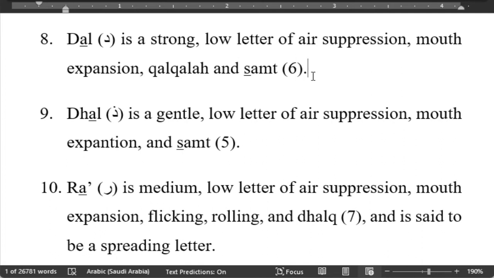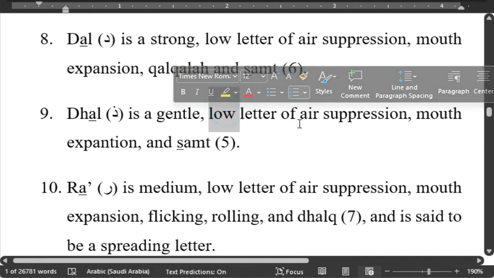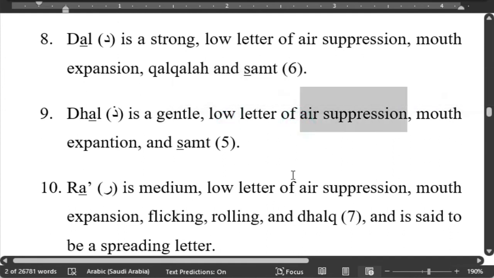Dhal is gentle, so it doesn't stop the sound. Because you say wadhariyat, wadhariyat. It does stop the air. It's a low letter of air suppression. Low means the tongue is down. Air suppression, so don't release the air.